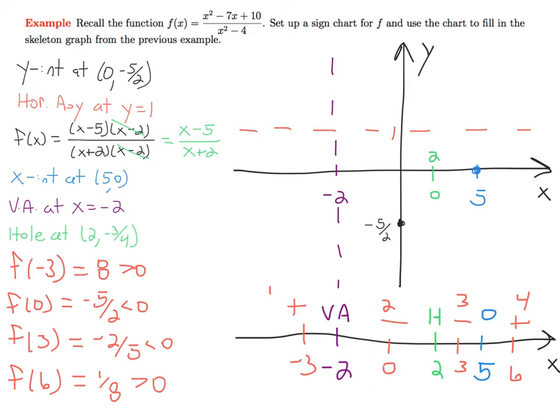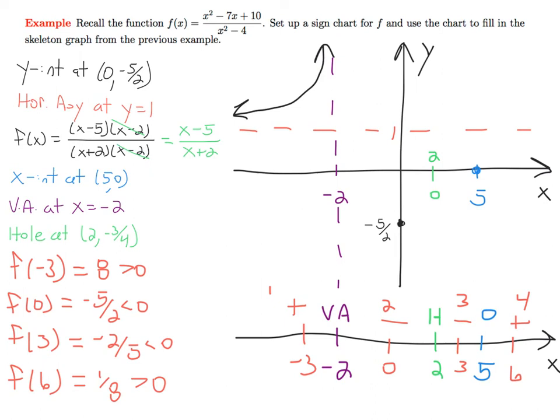And now in the graph above, the skeleton graph up here, I just fill in a portion of the graph that either sits above or below the x-axis. So since I know that when x is less than minus 2, the graph needs to be up here, I'm going to fill in that portion up here as opposed to down here. So this gives me a piece of the graph that looks like that. Okay, so it's above the x-axis.